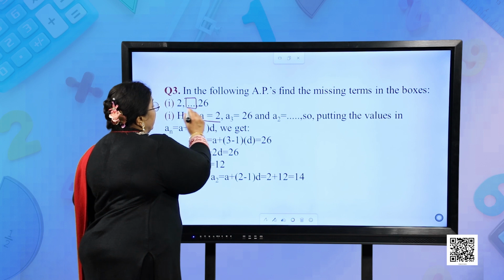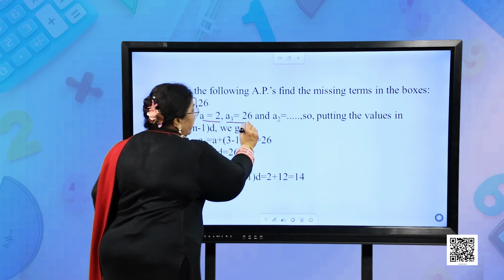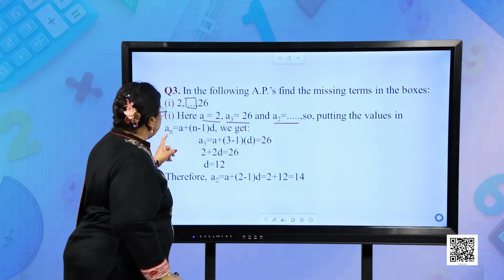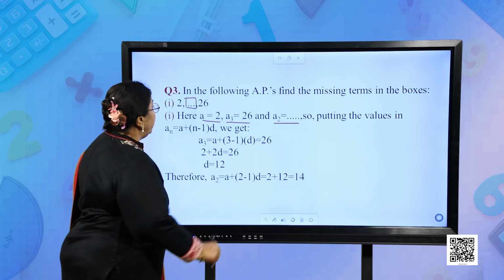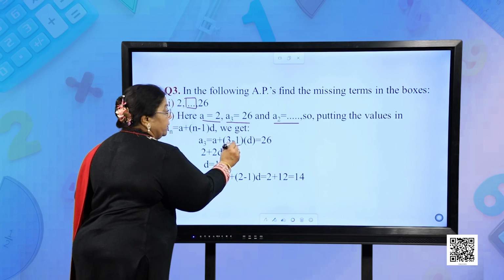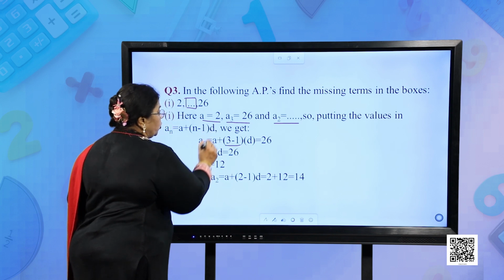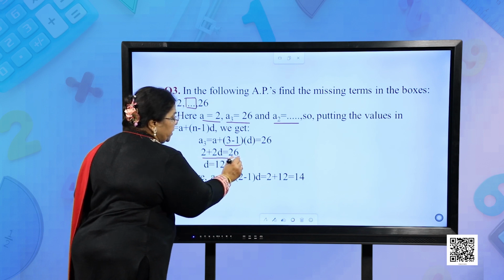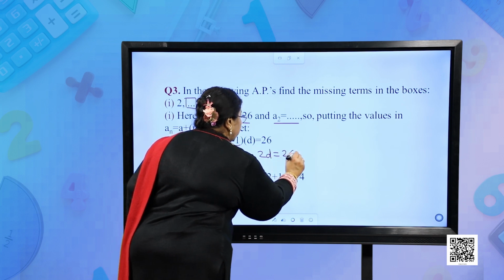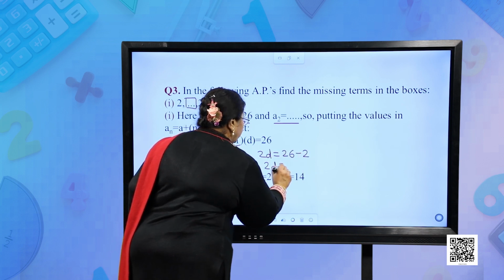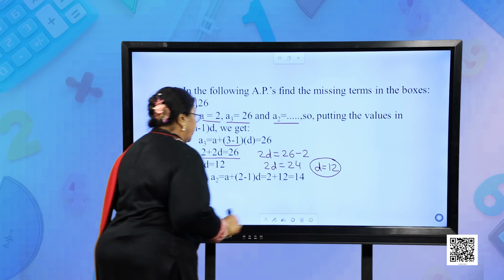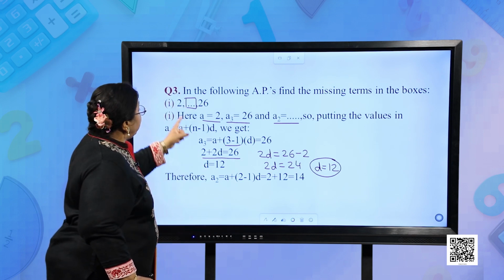A is 2 and see first term, second term, third term. Third term is 26 and A2 we need to find. So, putting the values in An is equal to A plus n minus 1 into D, we get A3 is equal to A plus 3 minus 1 becomes 2D. All right. So, what is A? A is 2. On substituting the values, 2 plus 2D is equal to 26. If I solve this, 2D is 26 minus 2 or 2D is equal to 24, that means D is equal to 12. Common difference is 12 here, but I need to find second term.